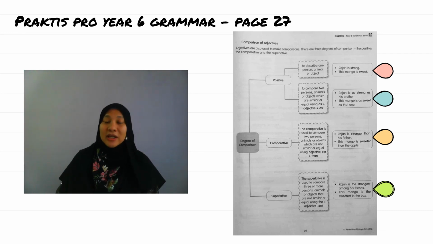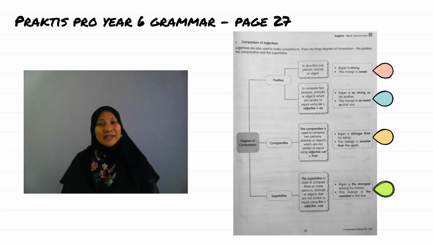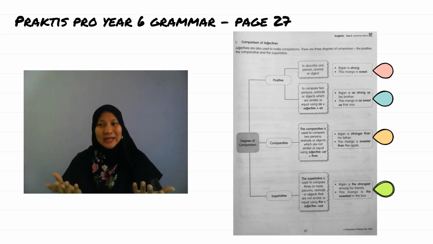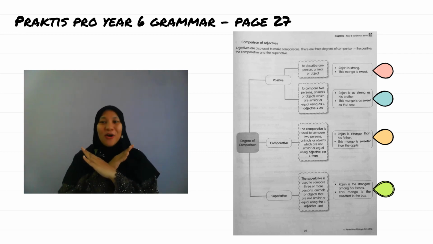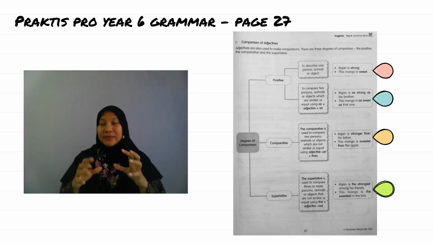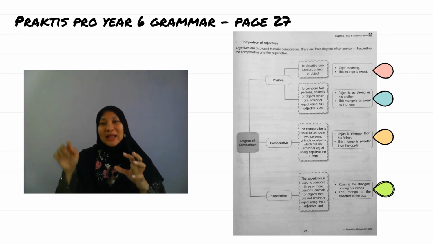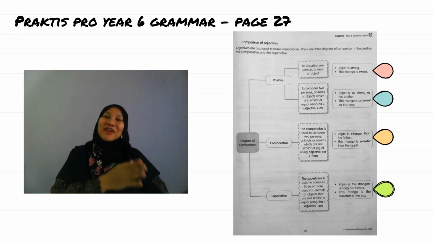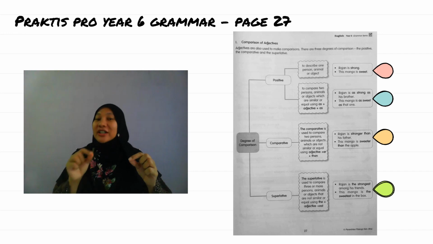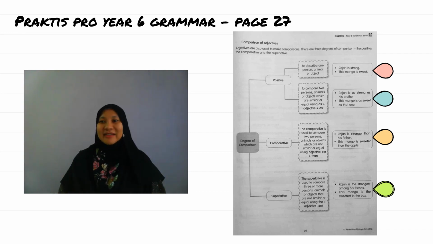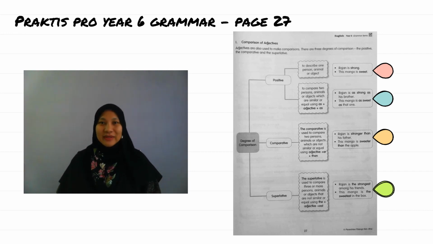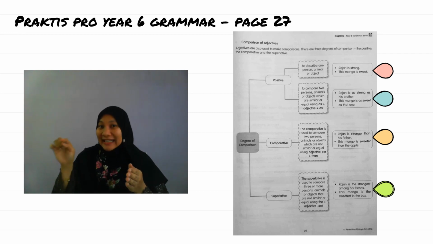As for the comparative in the orange point, the comparative is used to compare two persons, two animals, or two objects which are not similar or equal, using adjective plus er plus the word than. Example, Rajan is stronger than his father. Stronger than his father. The mango is sweeter than the apple. Sweeter than the apple.